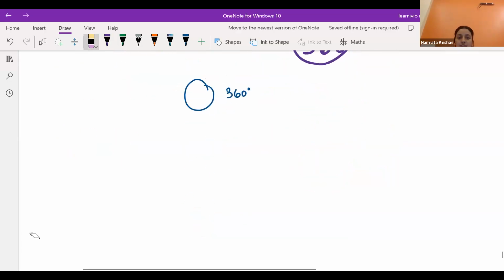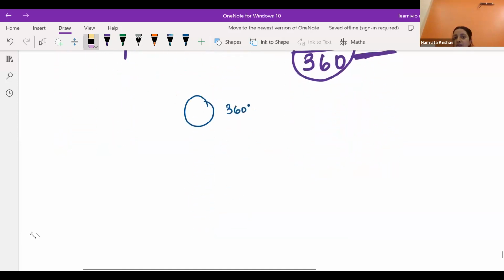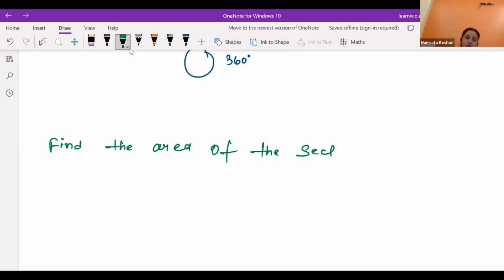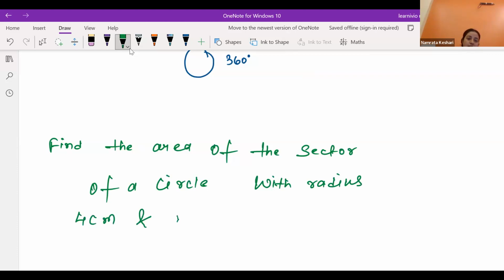If you understood this one, then I'm giving one circle and the angles as well. Please find the area of the sector. We'll be discussing the segment and the other terminologies as well. Find the area of the sector of a circle with radius 4 centimeter and angle of 30°. Please find the area of the sector.